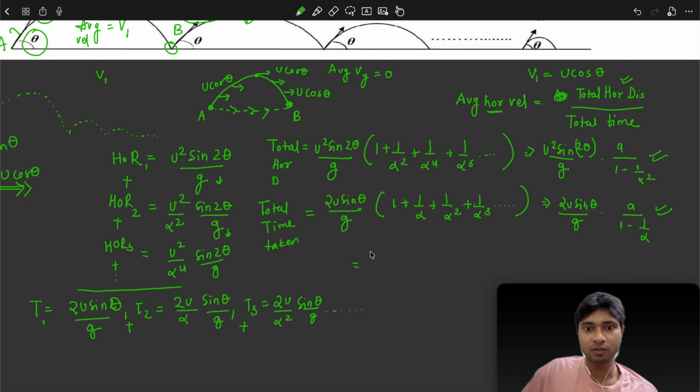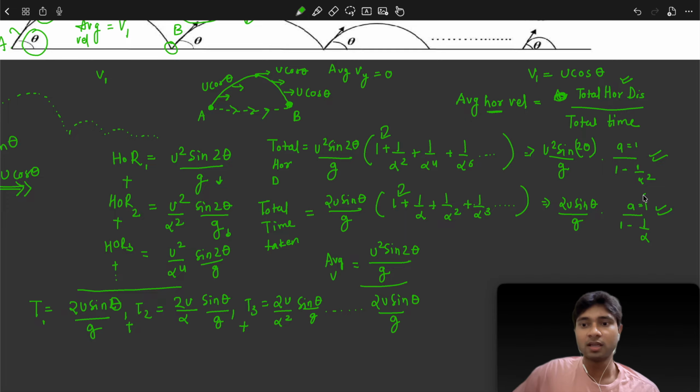So we can rewrite, this is the average velocity: u square sine 2 theta by g divided by 2u sine theta by g, and the a's cancel out. Sorry, I was writing a upon 1 minus r. a is nothing but the first term. The first term is 1 here and here also 1. So a is nothing but 1. 1 upon 1 minus 1 upon alpha square, I can rewrite it, if you divide it, as 1 minus 1 by alpha upon 1 minus 1 upon alpha square. And if I do the simple maths, I can rewrite it as 1 minus 1 upon alpha into 1 plus 1 upon alpha.